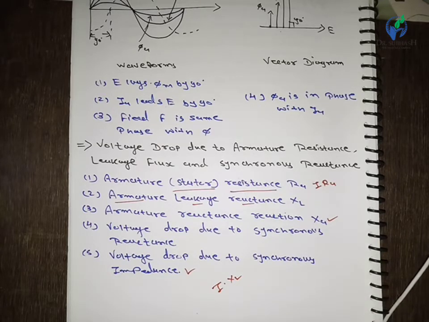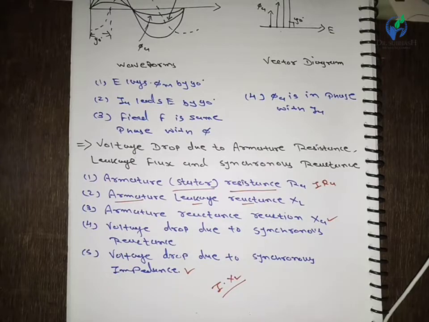This is called the leakage reactance drop. This drop is 90 degrees ahead of the current in a vector diagram.